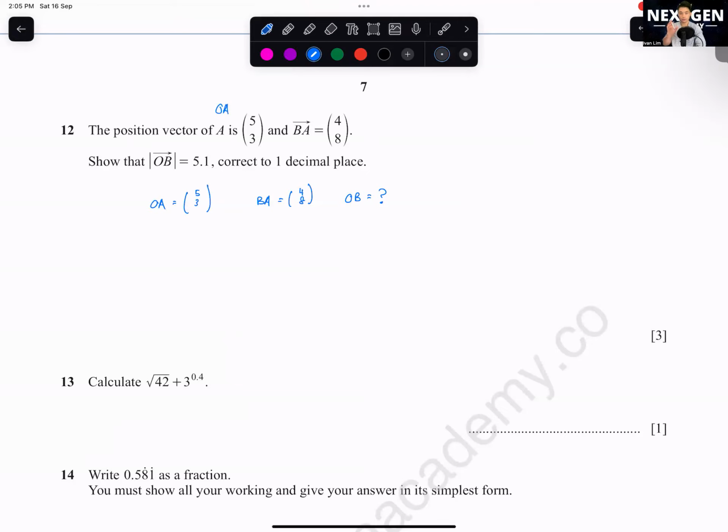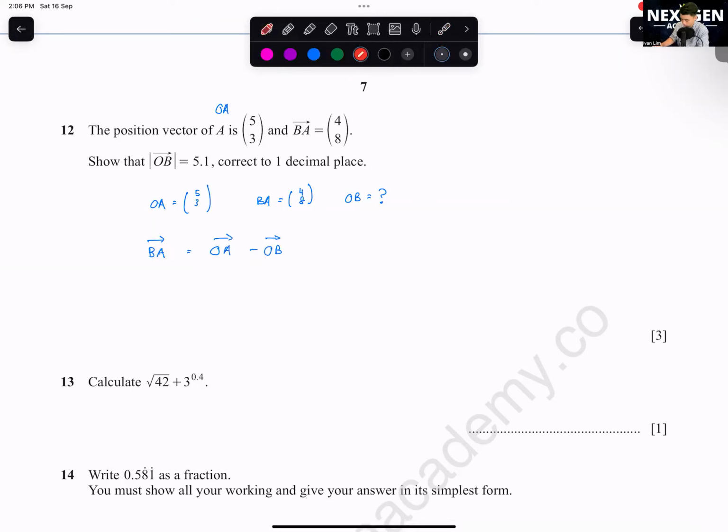When you want to create a vector from position vectors, let's say you got BA like this. All these are vectors, you can put the arrow also. BA is actually OA minus OB. Okay, you have to memorize this one. You take the position vector of the second alphabet minus the position vector of the first alphabet.